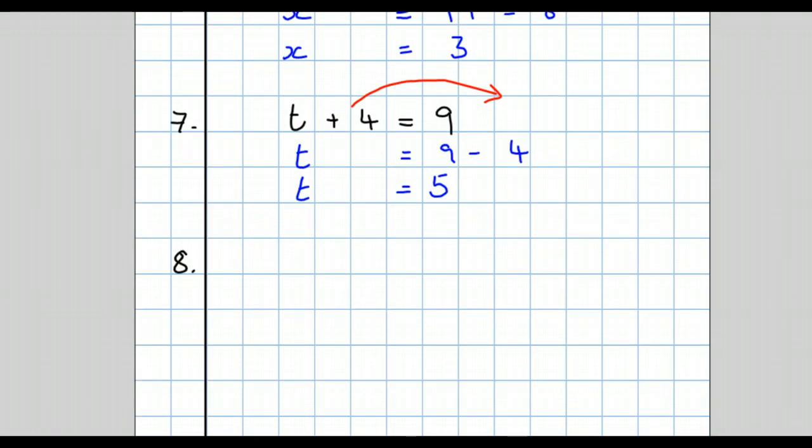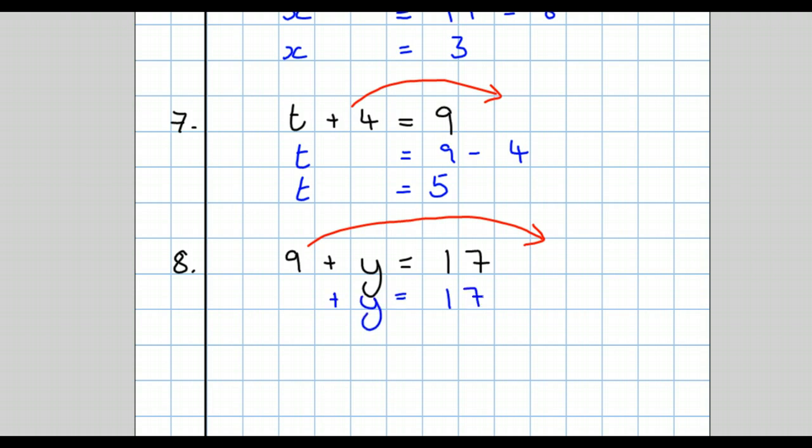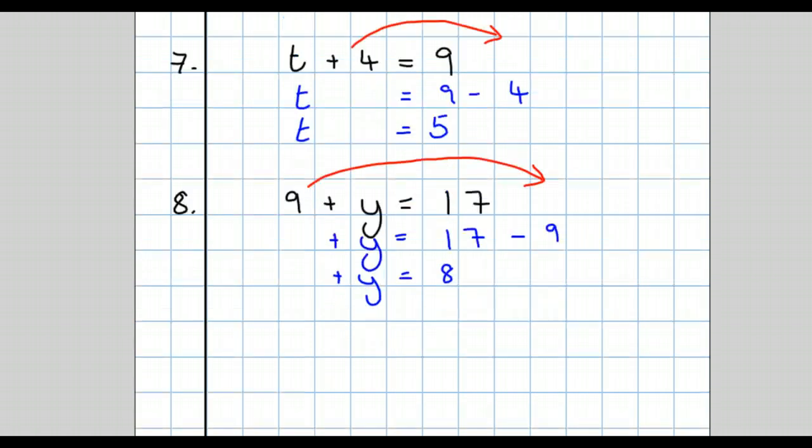Question 8. 9 plus, let's think of another letter, let's go for y equals 17. Now watch what I do here. I move the number to join the other number. So I write underneath plus y equals 17, take away 9. In other words, plus y equals 8. So we always move the number to join the other number, and we always take away.